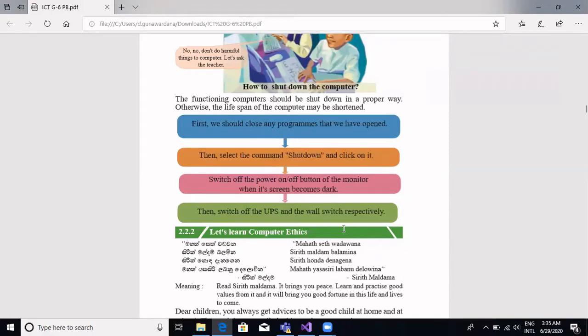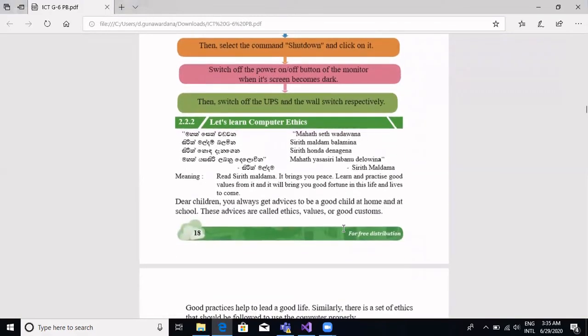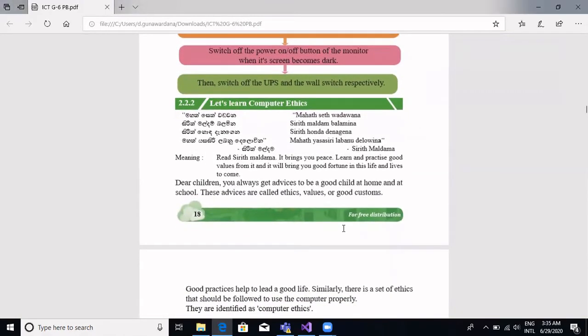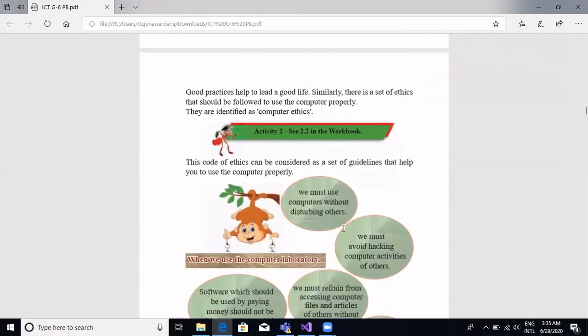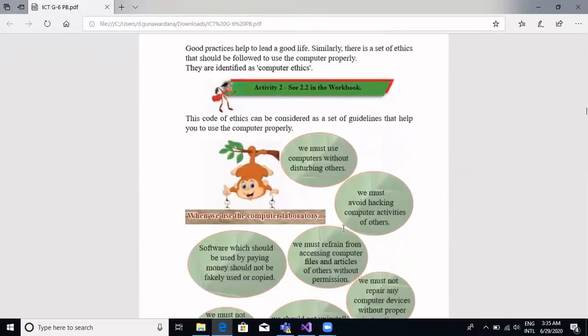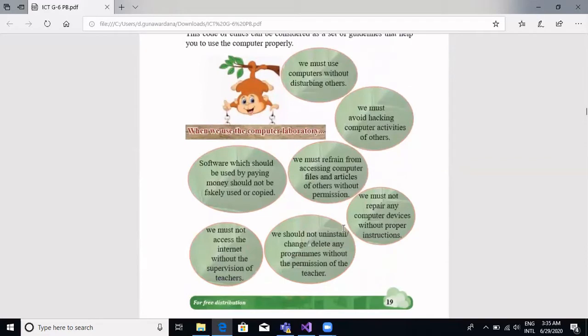Okay. Then we are going to talk about computer ethics. So what do you mean by ethics? These are not rules and regulations. These are the good values or good customs that will lead to a good life. So if you follow these things, it's good for you and the society. Right? Let's think about what computer ethics is.